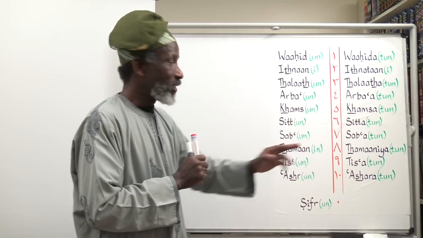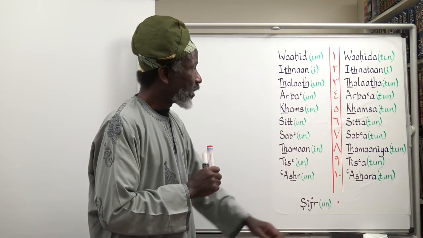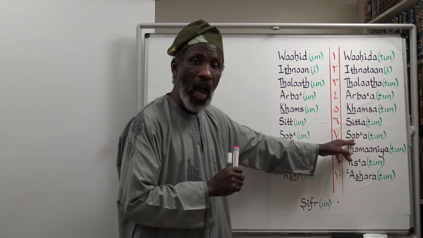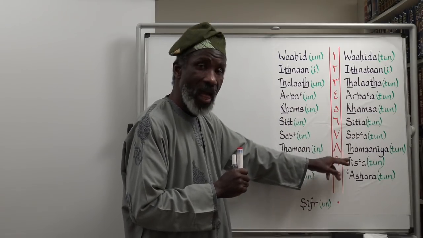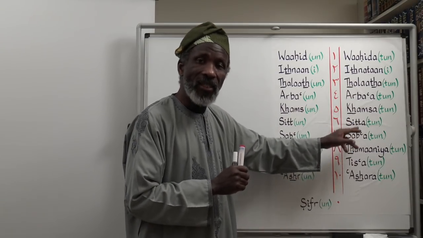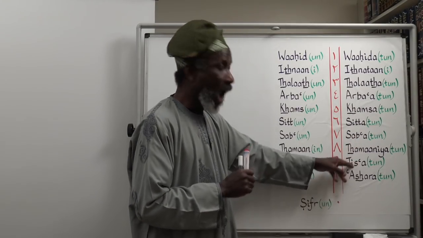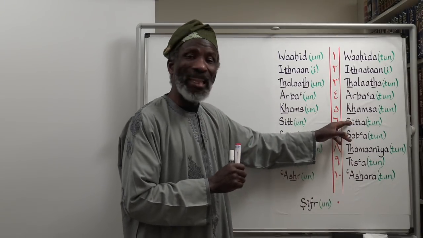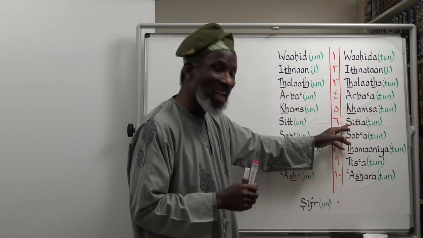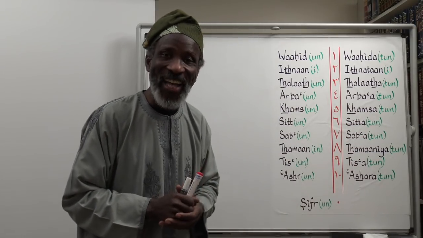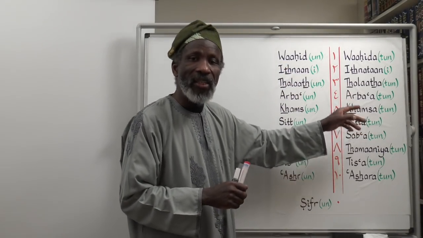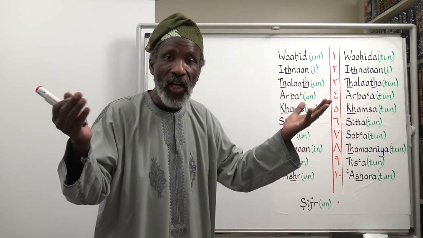Right, now let's do the rest, which is 6 to 10. Sitta, sab'a, thamaniya, tis'a, ashara. Sitta, sab'a, thamaniya, tis'a, ashara. Wahid, ithnan, thalatha, arba, khamsa, sitta, sab'a, thamaniya, tis'a, ashara.